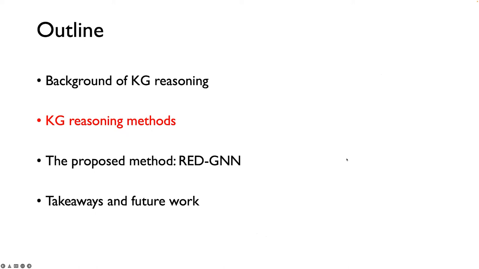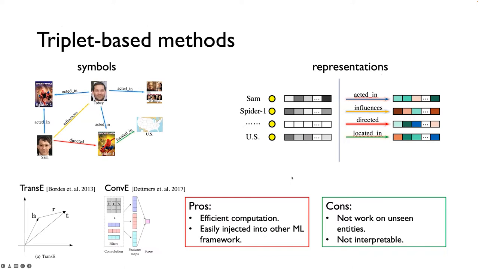Then let's talk about some of the representative KG reasoning methods. The triplet-based methods firstly map the entities and relations into low-dimensional representations, namely embeddings. Then the scoring function measures the probability of triplets based on embeddings, such as TransE and ConvE. The benefit of using embeddings is that you can do efficient computation and can easily inject it into other machine learning frameworks. However, these methods cannot generalize to unseen entities in inference, and it is hard to be interpretable.